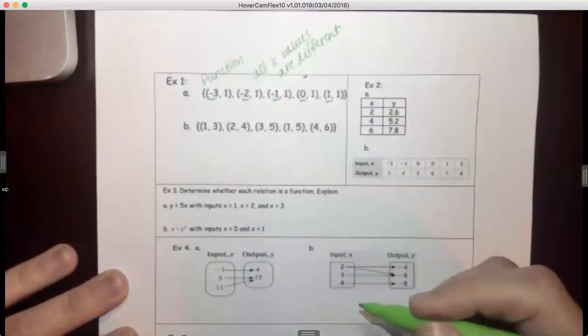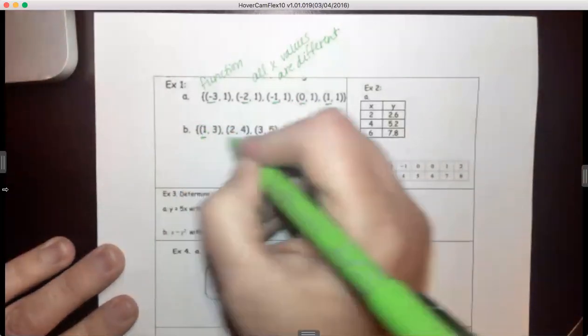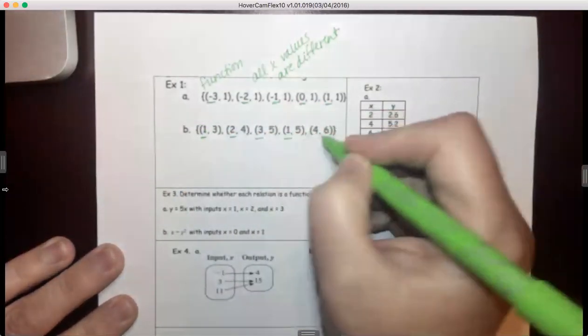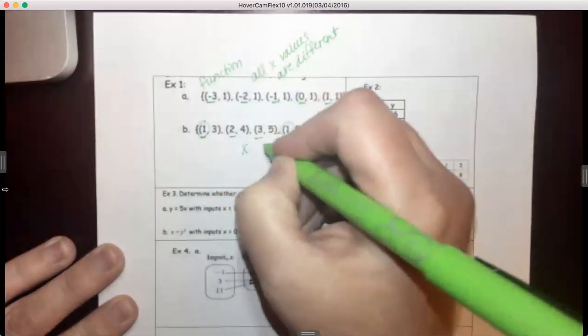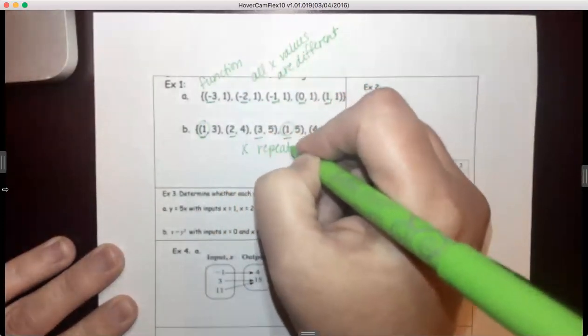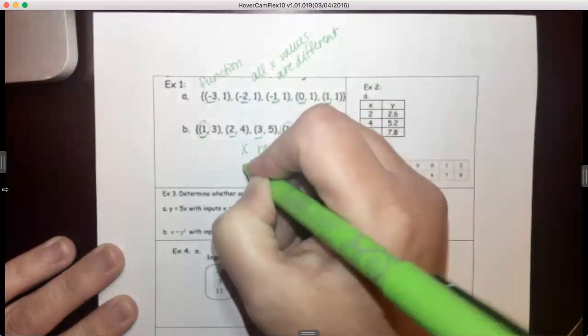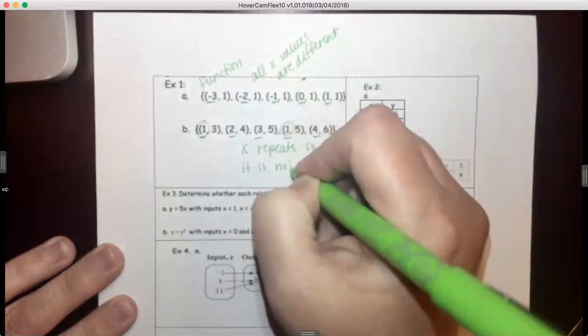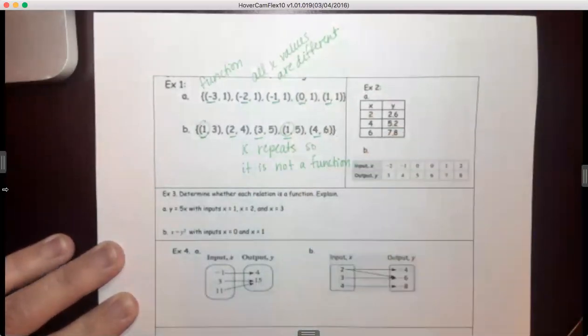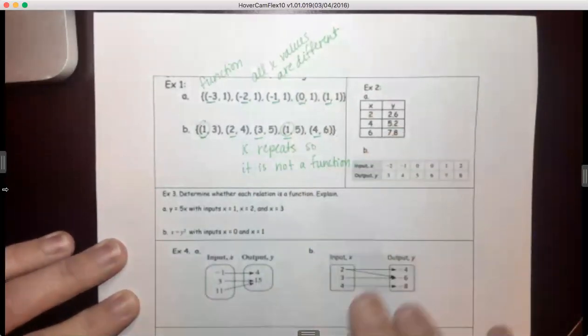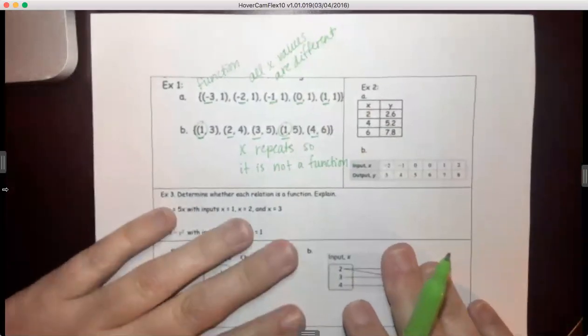Okay. Let's look at B. 1, 2, 3, 1, 4. I see 1 and 1 repeat. X repeats. So it is not a function. If x repeats, it's not a function. If x is all different, if x does not repeat, it is a function.